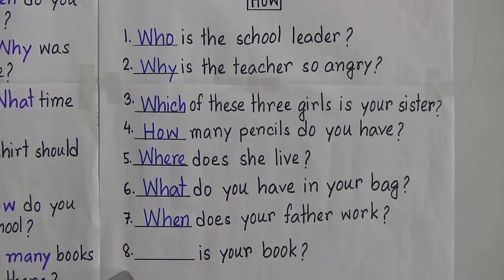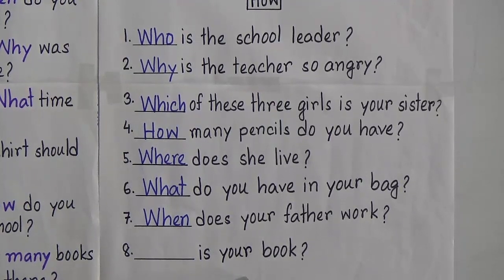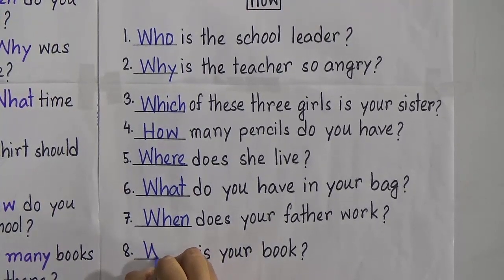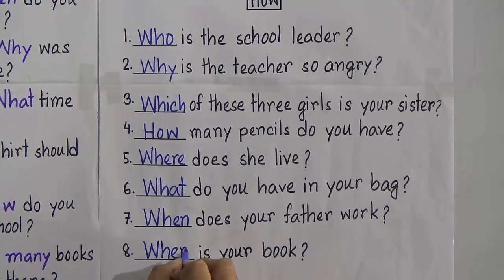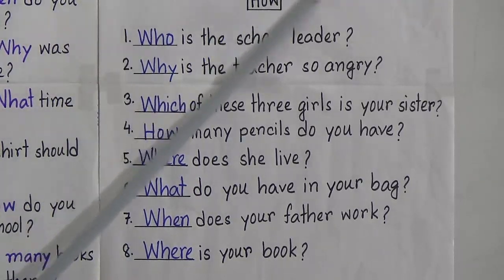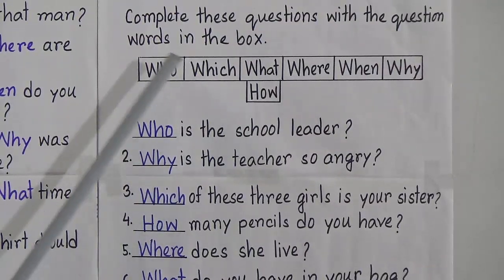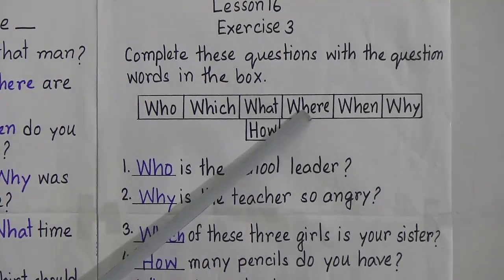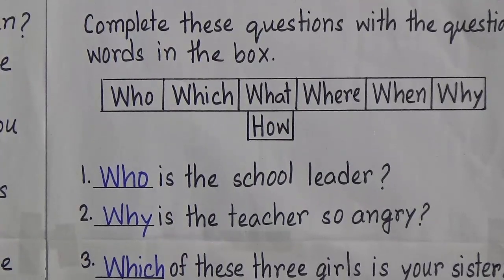Now the last one, number 8. Dash is your book. That means you want to know about the place of the book. So what will you use here? Yes, you are correct. We will use here where. Where is your book? And now look, we use where 2 times because there are 8 blanks and we have 7 question words. 1, 2, 3, 4, 5, 6, 7. That's why we use the question word where 2 times.